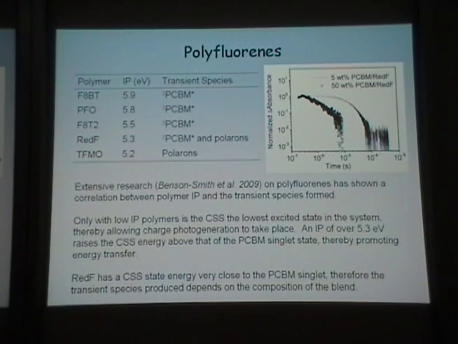Red F, which is a proprietary polymer, is an interesting one because you can see both PCBM triplets and polarons depending upon the blend composition of your film. So at low PCBM concentrations, about 5%, you see mono-exponential decay PCBM triplets. At a higher PCBM concentration, 50%, you start to see polarons.